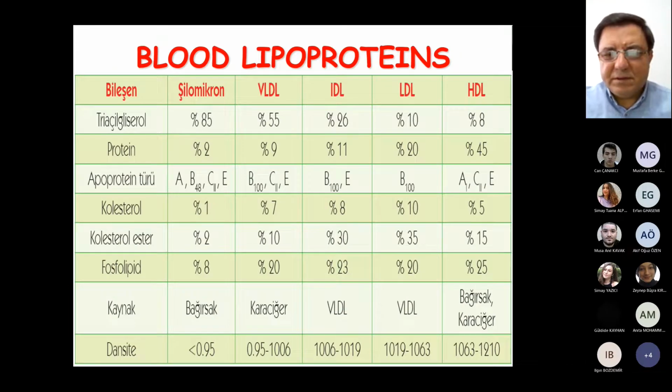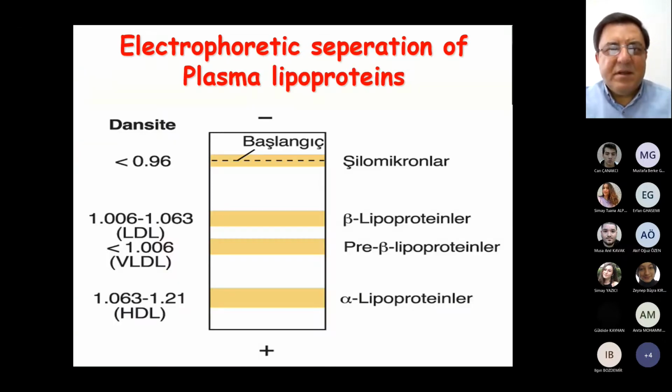This is another explanation, not just a reminder. The lipoproteins are organized according to their migration on electrophoresis. As you see, the chylomicrons are at the starting point, and then it goes according to their densities. The last one is HDL, high density lipoproteins, and in the middle are LDL and VLDL.